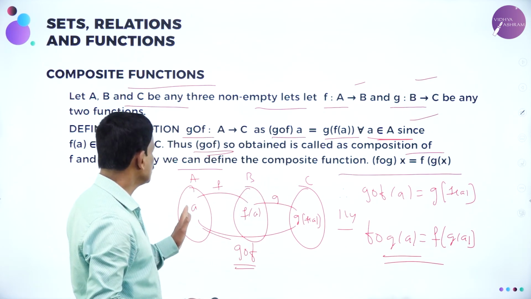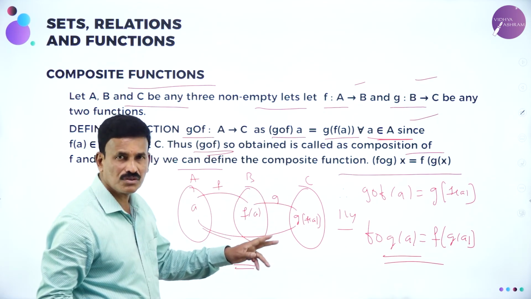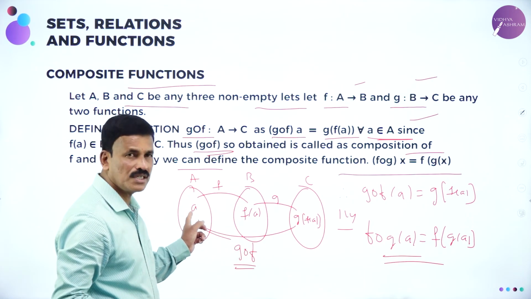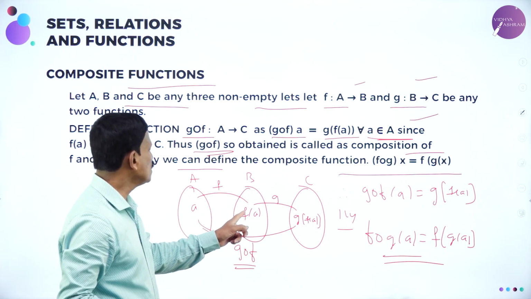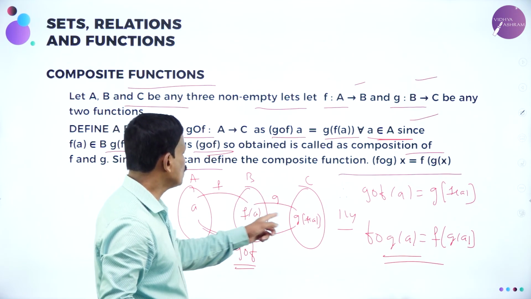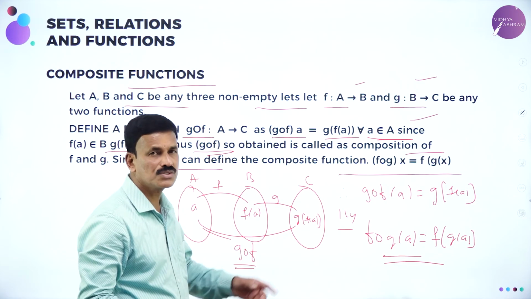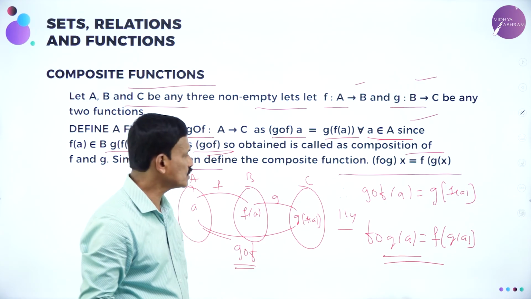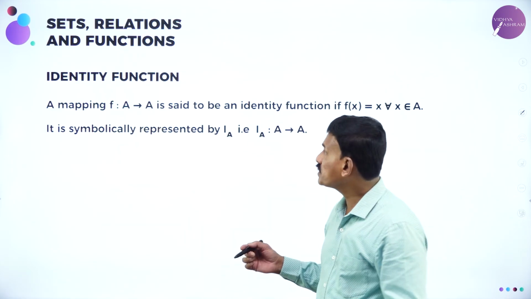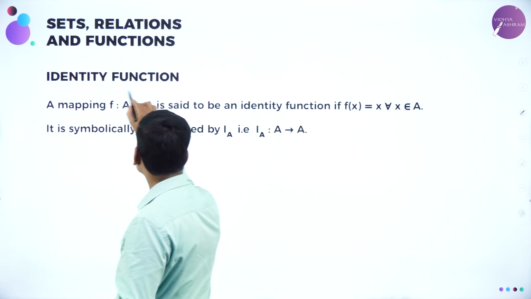So, A, B, C are three non-empty sets. A function from A to B is f of a, and again a function from B to C is g of f of a. That's nothing but g naught f of a, a function from A to C, that is called the composition of the function. Now, let us take the last definition, identity function.